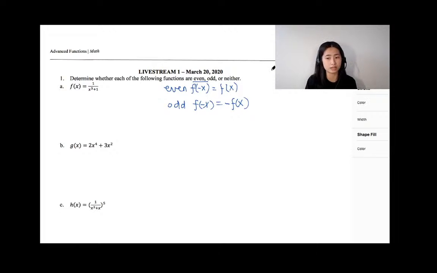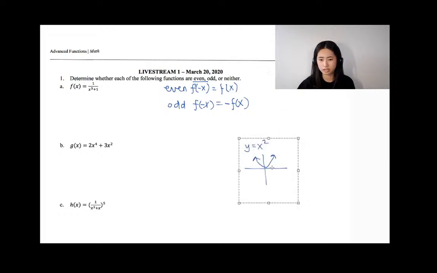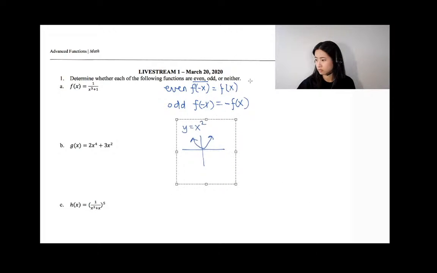We have y is equal to x squared, which is a parabola. We know that this is an even function. So you're going to have this graph right here. So this is y is equal to x squared. And if you think about the symmetry, there we go. So this is an even function.